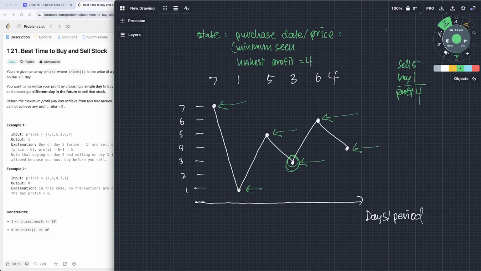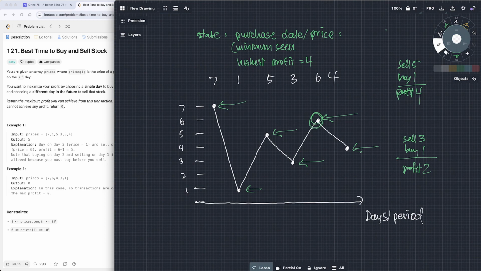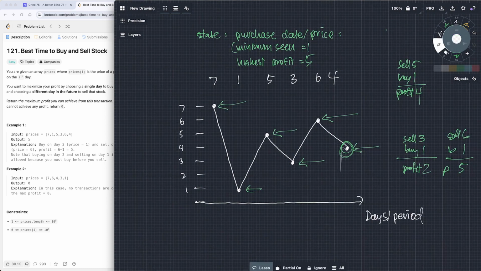Okay, so what do we do to measure the profit landing at the 3? We maybe consider selling at the 3 and buying at that 1 that we have, and the profit here would be 2, so it doesn't beat what we have. We move from the 3 over to the 6, and possibly we can do the same thing. We sell at the 6, and we've bought at the 1. So minimum seen here is 1, and profit is now 5. So we can update the highest profit to 5. We continue on, we get to the 4, and 4 minus 1 is 3, right? It's going to be lower.